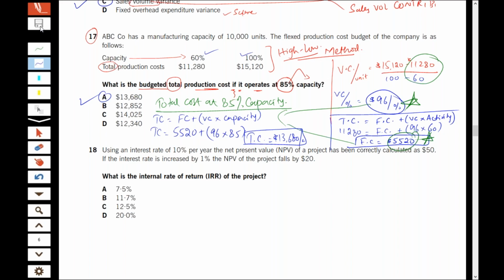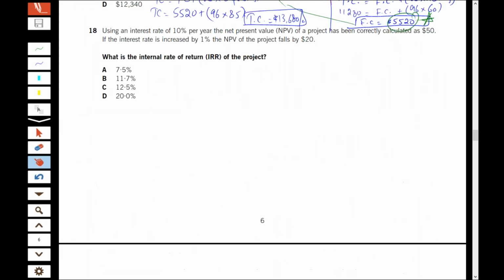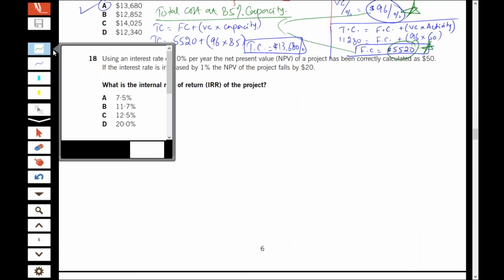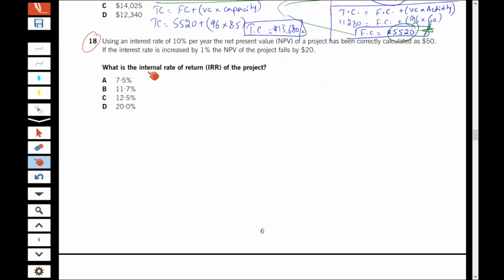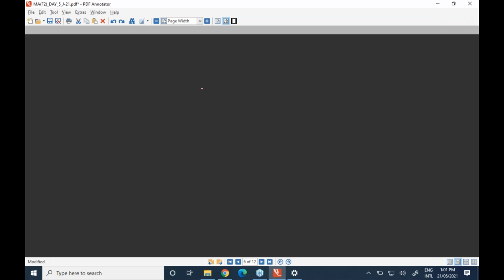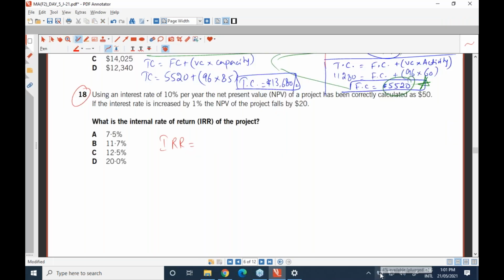Okay, students. Now I am moving towards the next MCQ, and that is number 18. The question is saying calculate IRR, that is the internal rate of return of the project. And you should remember the IRR formula. If any one of you was not present on day 2, you must watch the recording of day 2. I had covered the entire chapter of project appraisal, the complete chapter of project appraisal.